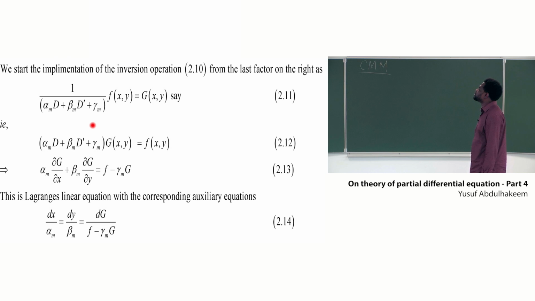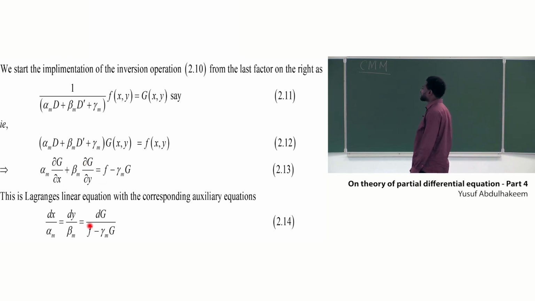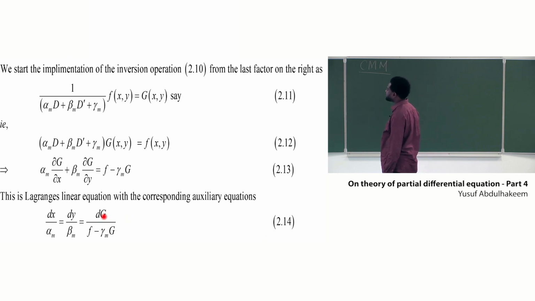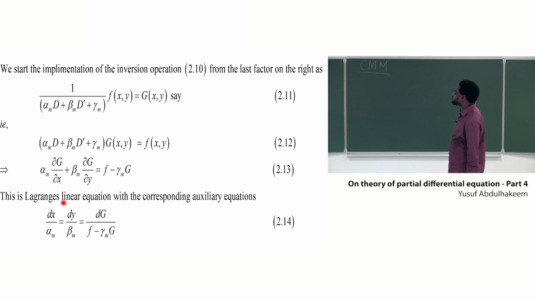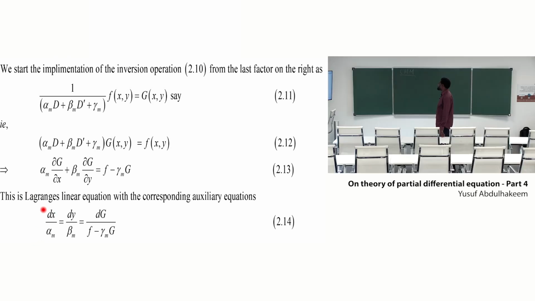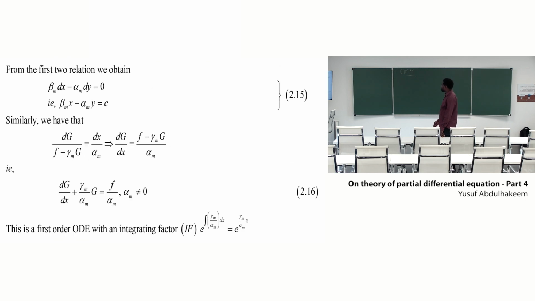So by the time we cross multiply, we can have this. Then you can see this is what we have, and this is a first order differential equation. This is Lagrange's linear equation with the corresponding auxiliary equation. So this is the auxiliary equation for the equation that we have here. We can take the pair dx/α equal to dy/β, and that will give us what we have in here to be equal to 0. Then by the time we integrate this, we obtain this. When we integrate 0, we are going to have a constant c. So we can have this.